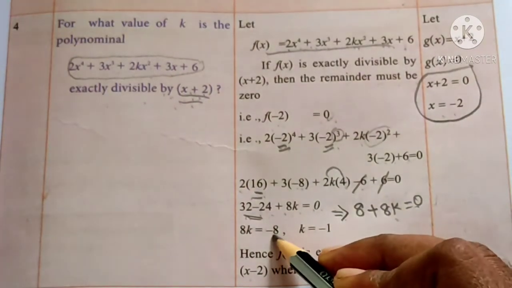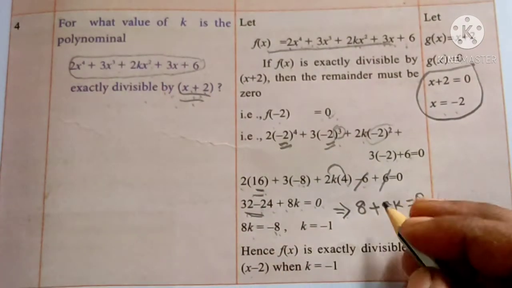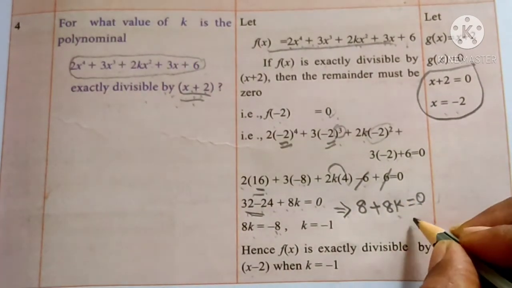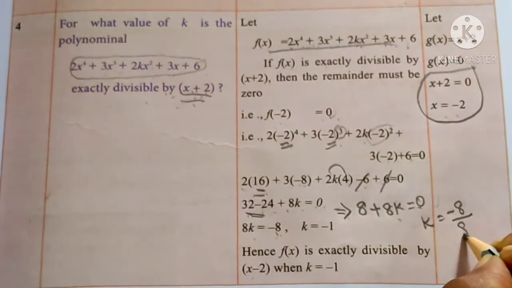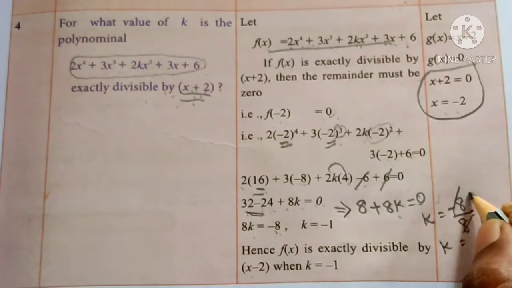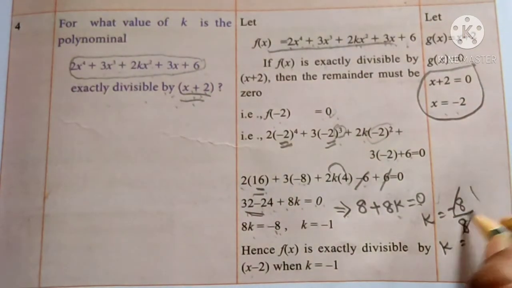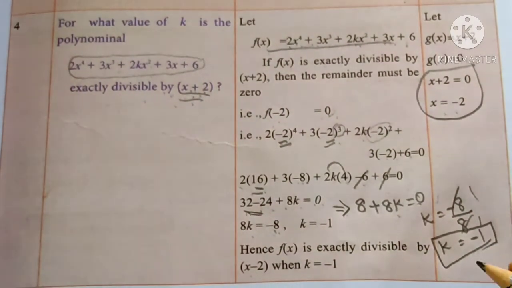So we get minus 8. So 8k is equal to minus 8. Then what's the value of k? k is equal to minus 8 by 8. Minus 8 by 8: 8 ones are 8, here also 8 ones are 8. Minus 1 by 1 is minus 1. This is the k value.